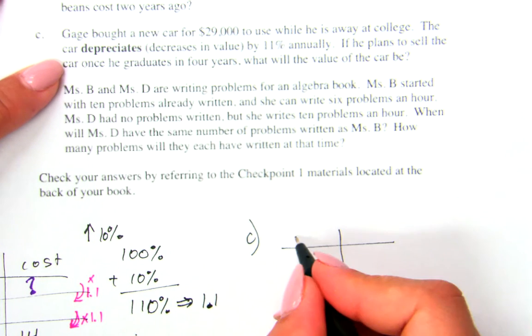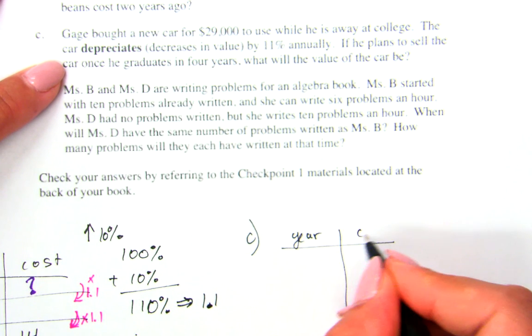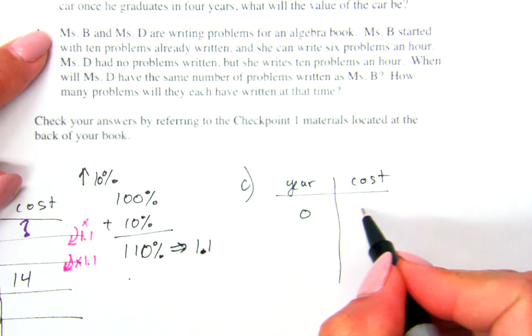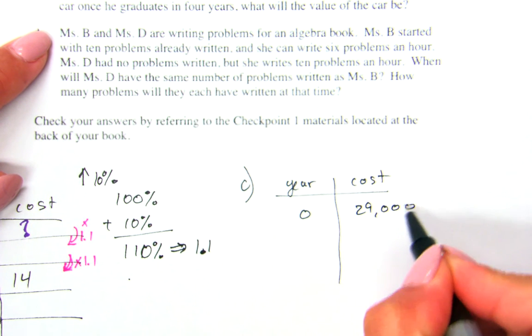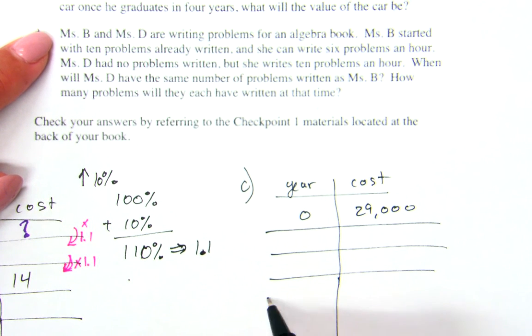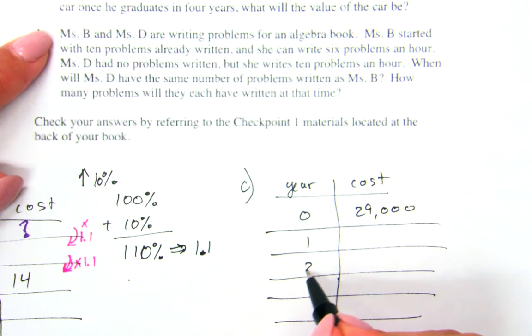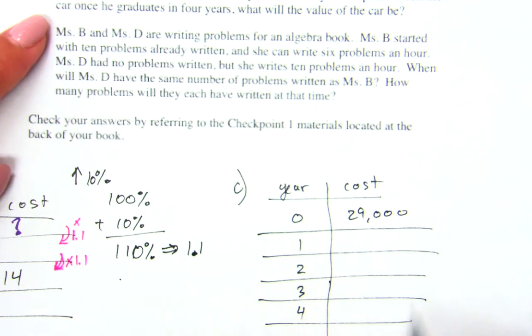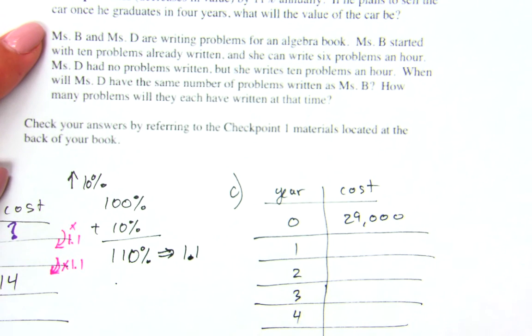So we're going to make a table again for year and cost. Right now the car costs $29,000. Wow, that's kind of an expensive car to buy a college student, but whatever. And in 4 years, he wants to sell the car, and it's decreasing in value by 11%.